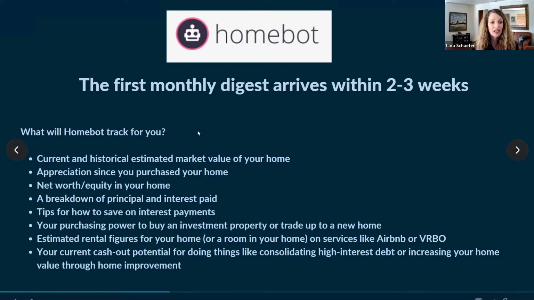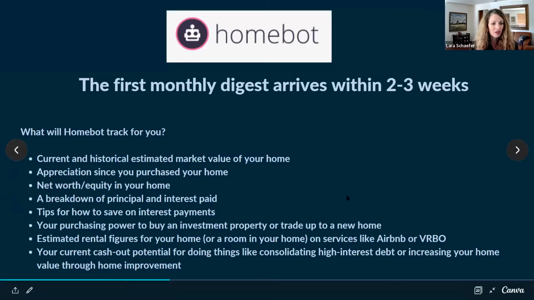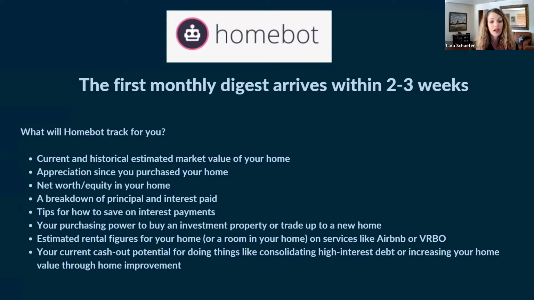And at that time, they send an email that has some of this information in here, like outlining exactly what they're going to be getting from HomeBot, what that looks like. And then just shortly thereafter, like a minute after that, they get their first monthly digest.